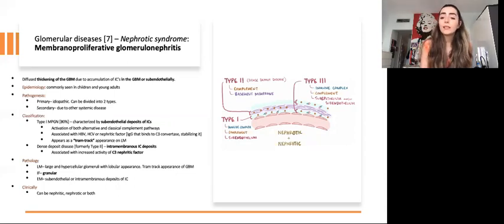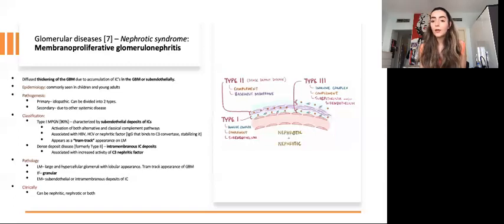Then the second one is mostly called dense deposit disease. It's no longer called type 2. This one is very rare. This is associated with increased activity of the C3 nephritic factor, giving persistent complement activation and its deposition in the glomerular basement membrane and intramembranous immune complex deposition. And you also have decreased serum C3 because it's constantly becoming C3a and C3b. Thus over here, complement activation plays a much bigger role than in the other one.